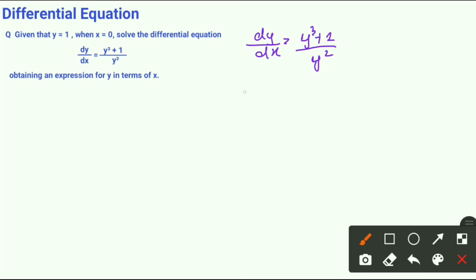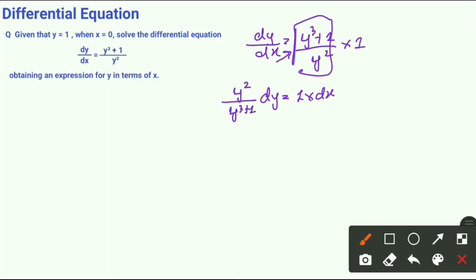Then we're going to integrate on both sides, and let me show you how. y square upon (y cube plus 1). You remember that this is multiplied by 1. Okay, so y square upon (y cube plus 1) dy is equal to 1 dx. The dx will go to the right side, and this whole thing will come to the left side.